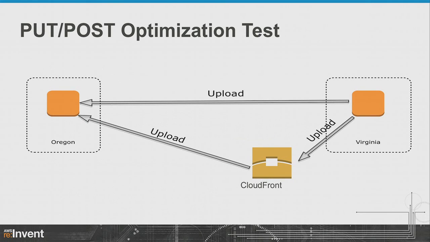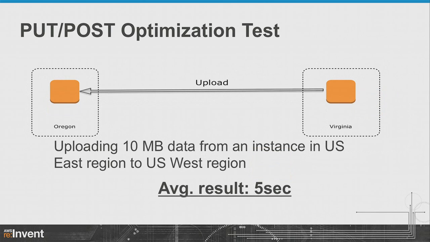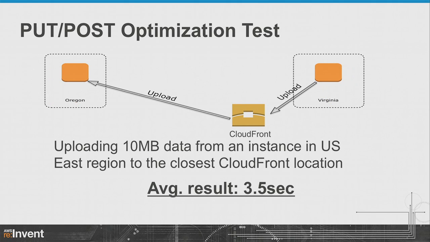Again, I'm going to let the performance test speak for itself. I've done 2 tests: upload directly from an instance sitting in Virginia to an instance sitting in Oregon without going through CloudFront, and the same test with the same file size going through CloudFront. Uploading 10 megabytes of data, the average result for going directly is about 5 seconds. So each upload of 10 megabytes takes about 5 seconds. It's about 3.5 seconds if I'm going through CloudFront. It's a huge difference.